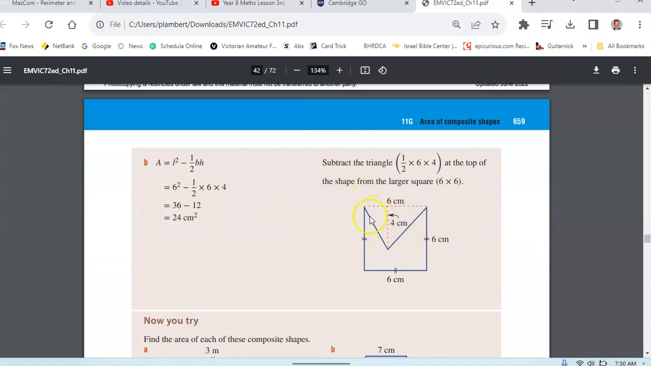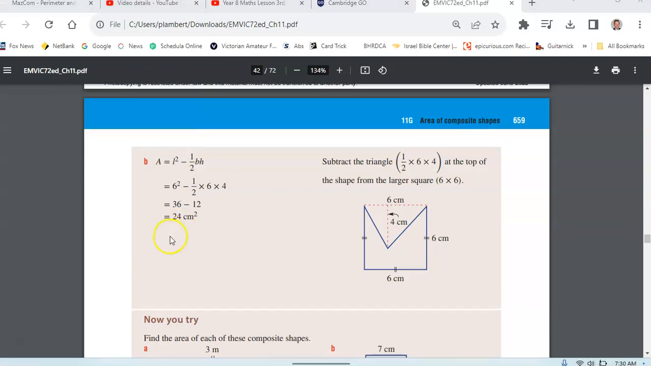So this one here, you've got a square of 6 squared, they're all equal, and it's minus this area here, the triangle, which is half the base, half 6 times 4. So 36 minus 12, and don't forget that equals 24 centimetres squared. Don't forget to write the squared because it's a measure of area, not a measure of length.